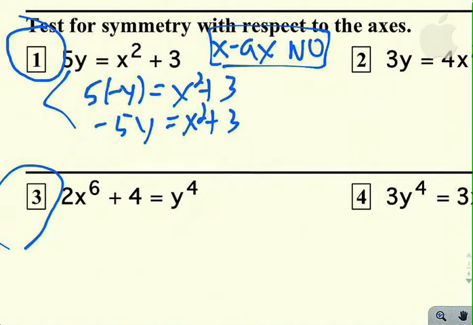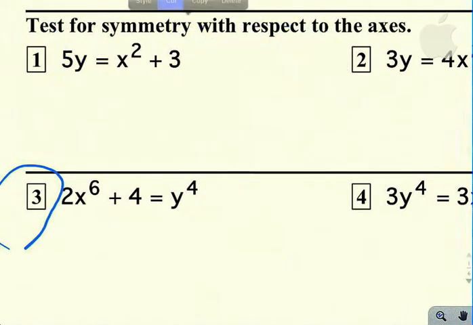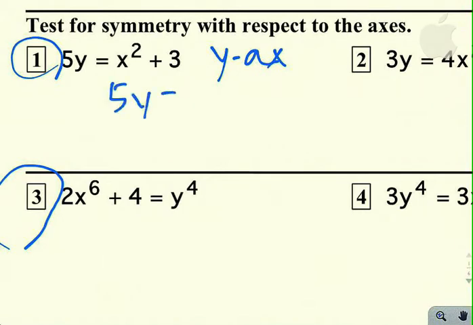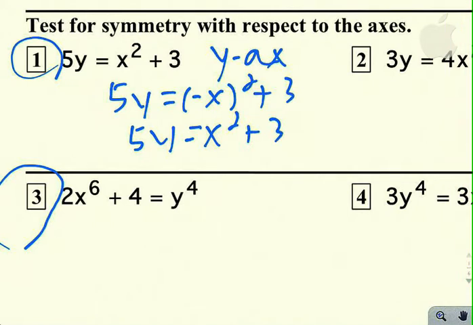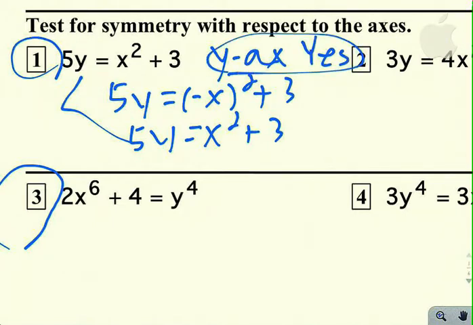Okay, now let's test it for y-axis symmetry. To test it for y-axis symmetry, you negate the x. And that becomes 5y equals x squared plus 3. As you square a negative, it becomes positive. And these two equations are equivalent. So y-axis symmetry, yes.